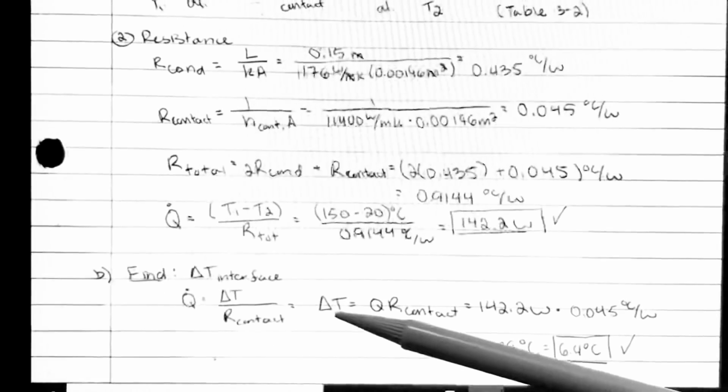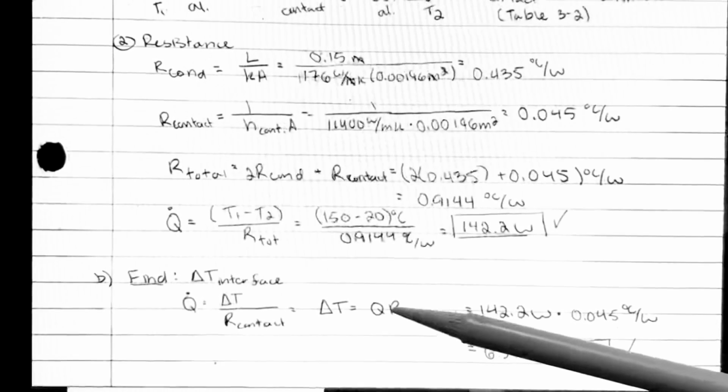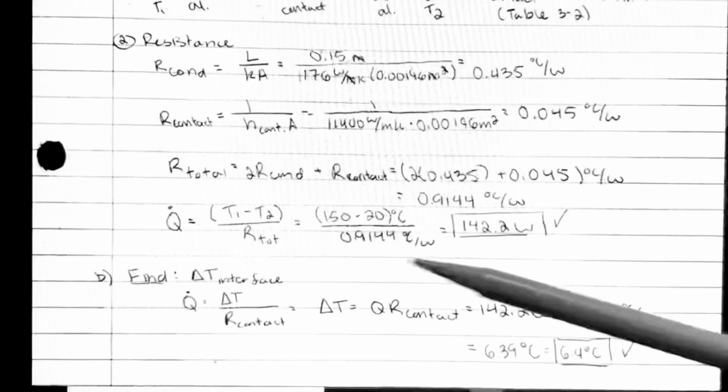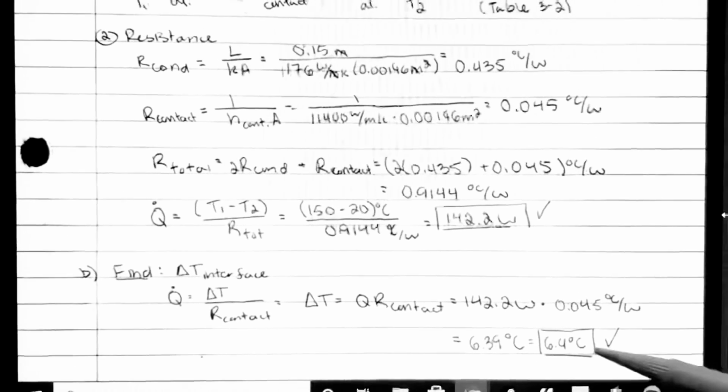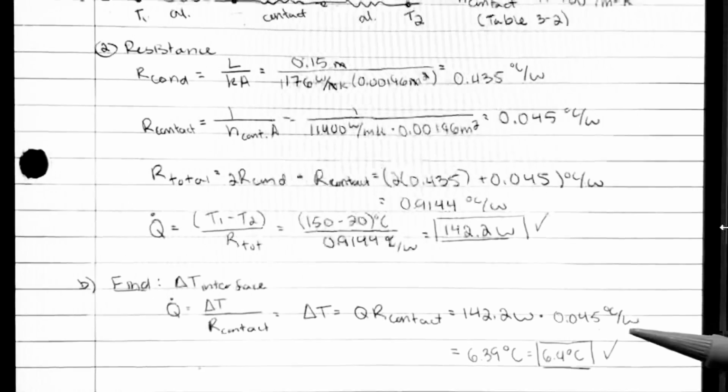From there, she rearranged the equation to show that the temperature drop results in the multiplication of the two variables and concluded to an answer of 6.4 degrees Celsius after plugging things in.